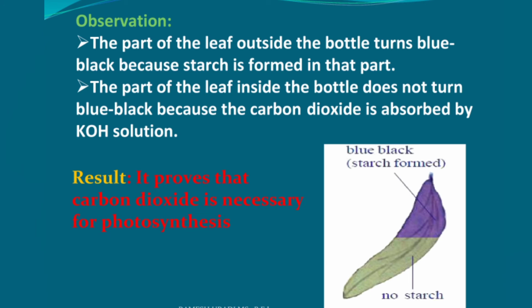Observation. The part of the leaf outside the bottle turns blue-black because starch is formed. But the part inside the bottle does not turn blue-black because carbon dioxide is not present inside the bottle. Why? Because the KOH solution absorbs the carbon dioxide which is present inside the bottle. So outside the bottle carbon dioxide is present, so the starch is formed. Result of this activity: it proves that carbon dioxide is necessary for photosynthesis.